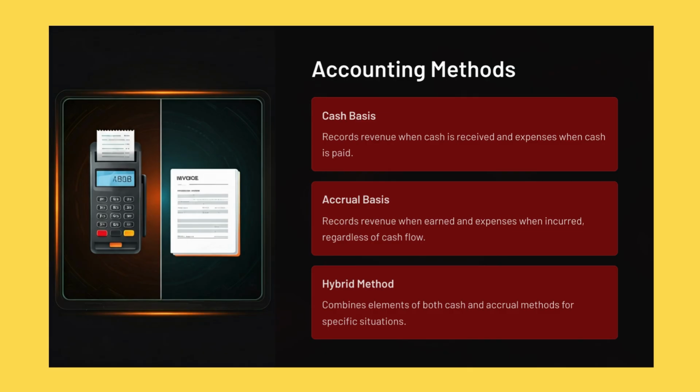Accounting methods. Cash basis: records revenue when cash is received and expenses when cash is paid. Accrual basis: records revenue when earned and expenses when incurred, regardless of cash flow. Hybrid method: combines elements of both cash and accrual methods for specific situations.